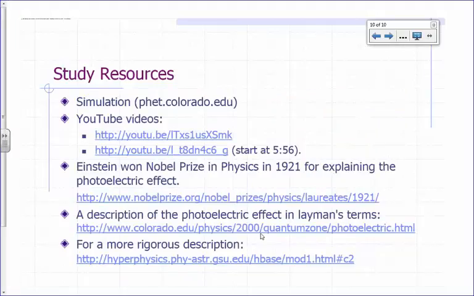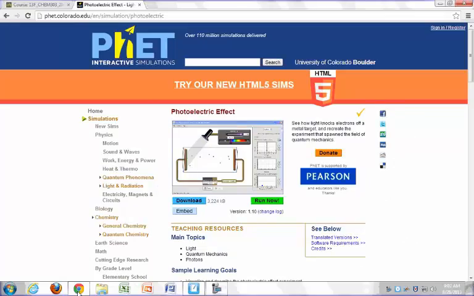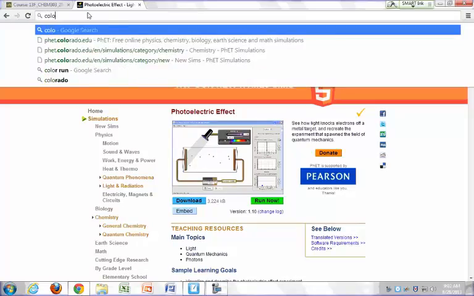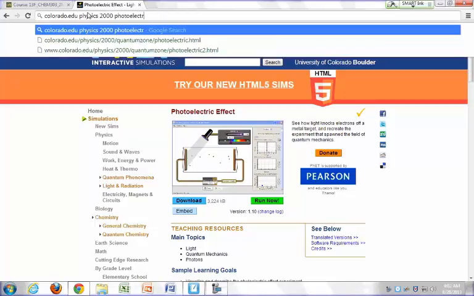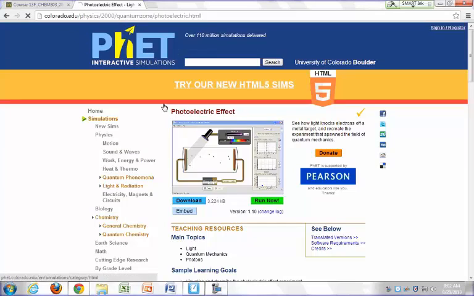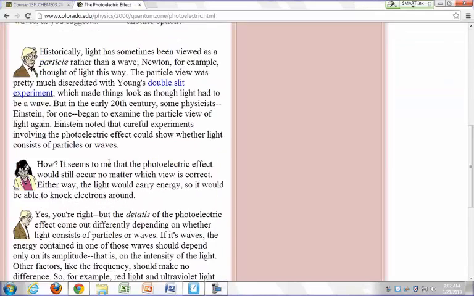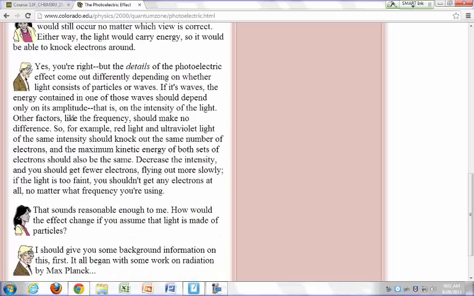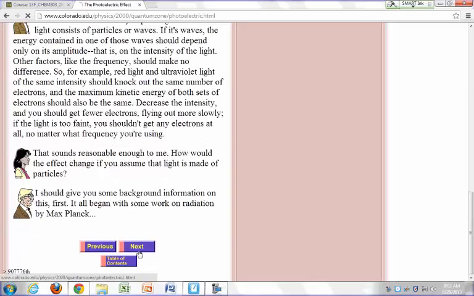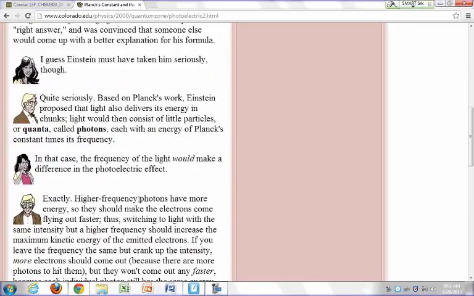And then if you do a search for Colorado.edu, Physics 2000, Quantum Zone, Photoelectric Effect, that's a very nice website also. There it is. I found it. Quantum Zone. This is a very nice layman's description of the photoelectric effect. It's in a conversational tone, so that might be something you want to read. It talks about photons and stuff.